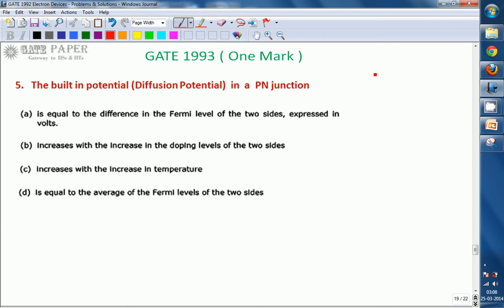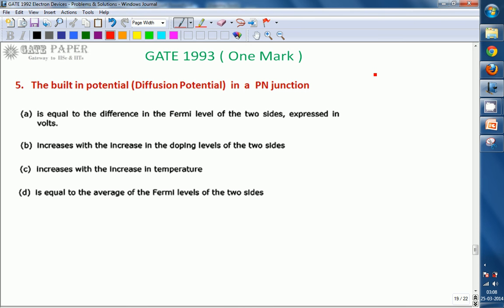B, increases with the increase in the doping levels of the two sides. C, increases with the increase in temperature. D, is equal to the average of the Fermi levels of the two sides. Out of these four, which is the right answer, or is there any chance of more than one being right, because it is GATE 1993? Over time the options can be more than one, so try to check which are the right answers.